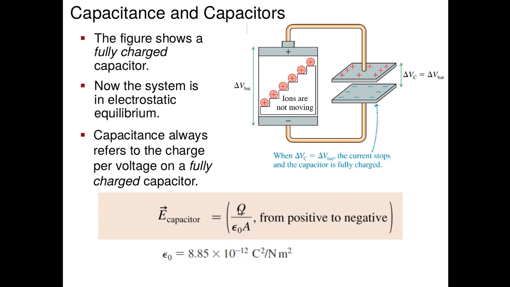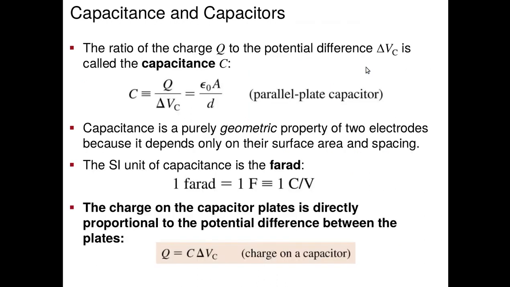So it's directly proportional to the charge on the capacitor. Makes sense. But it's inversely proportional to the area. So the larger surface area you have on the plates, the weaker the E field is going to be, because the charge is going to be distributed across a larger area.